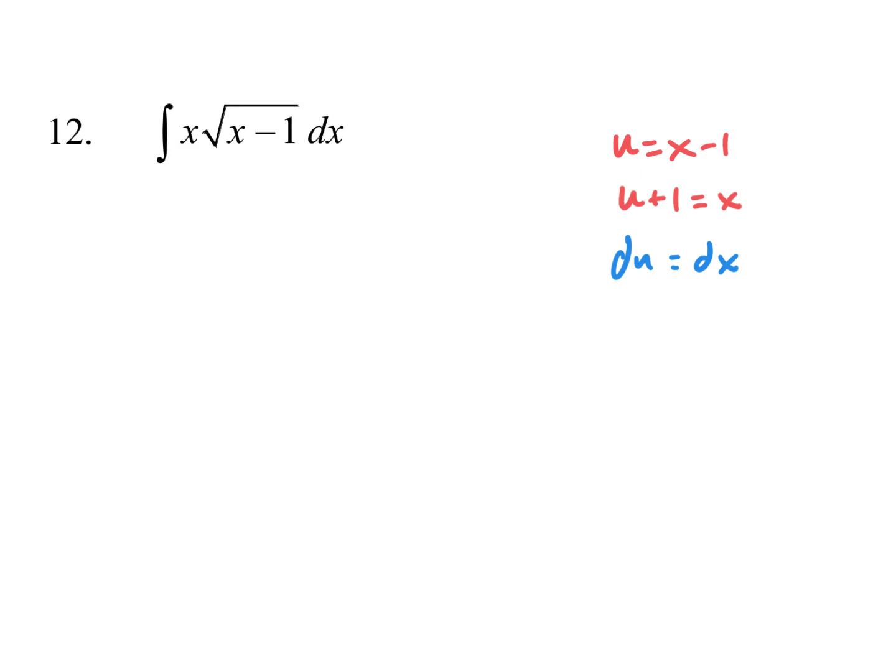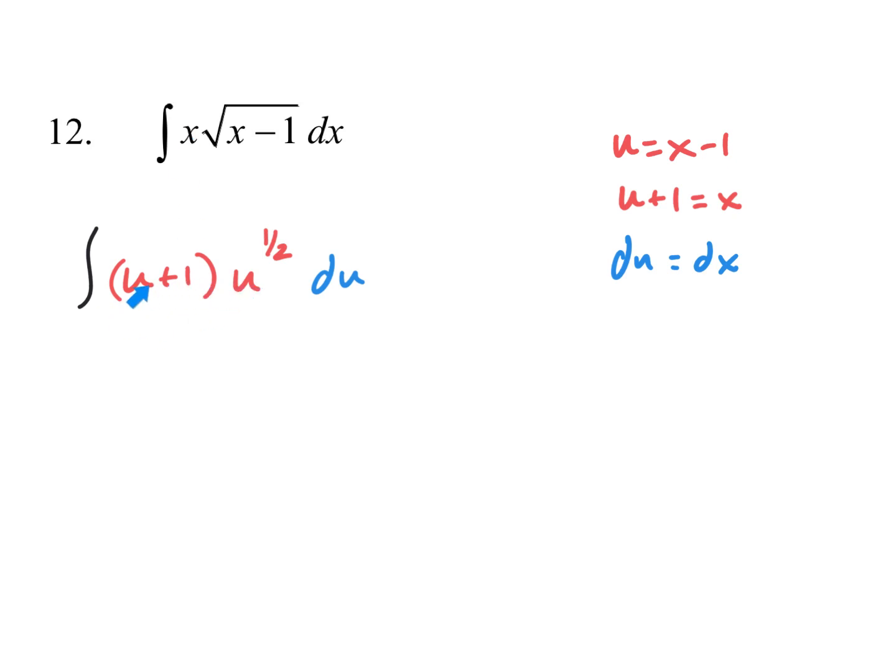Okay, so here's what I've got. Several things. One, x is u plus 1, so I can replace this x with u plus 1. This is u, and then since du equals dx, I can just make that du. So here's where I'm at. And maybe you're wondering, why did you move the 1? Why did you make it u plus 1? Because I only have an x here. So I have to get x by itself in order to substitute in for x.